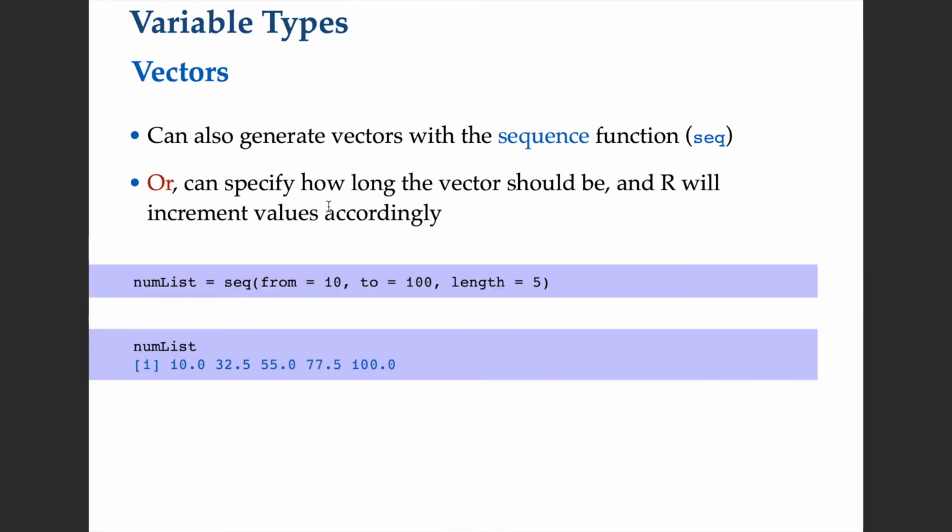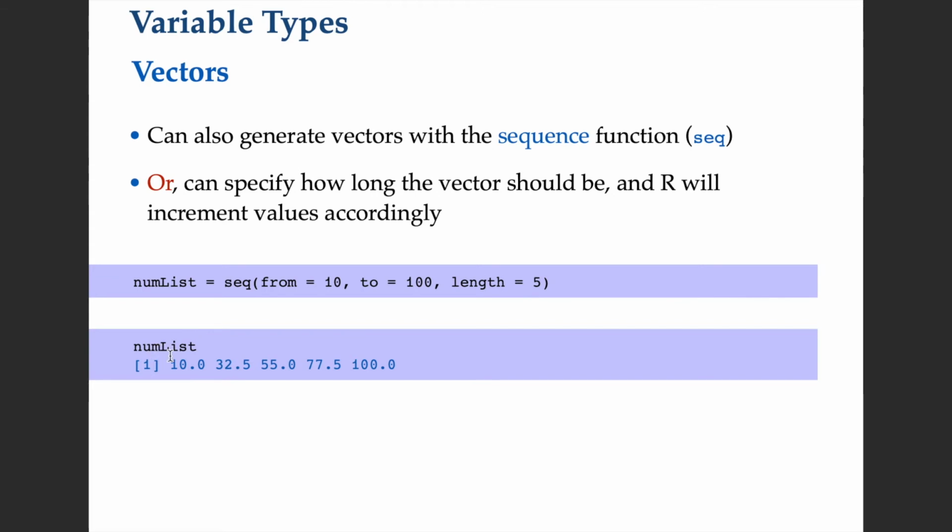Another way we can use it is to specify how long we want the vector to be, and then R will increment it appropriately. So here, again, we're using our numList variable name, and we're making a sequence from, let's say, 10 to 100, but we want the length of this vector to be 5. And so what R is going to do is it's going to increment these appropriately to make this vector of length 5.